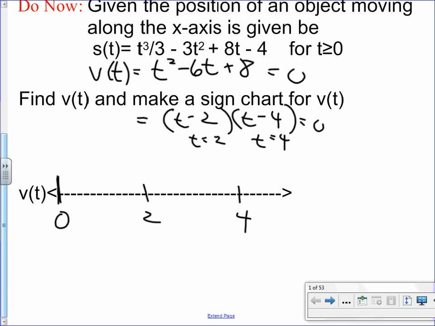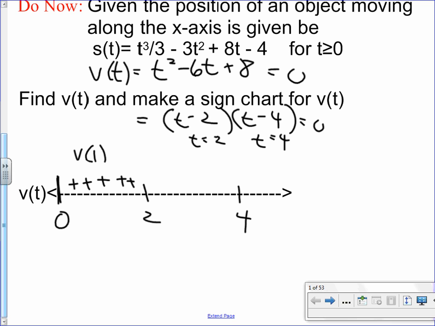No matter what time you pick between 0 and 2, if you plug that time into your velocity, you're going to get the same sign. Now I'm just choosing 1 because it's easy to work with. When you plug 1 into the velocity to figure out if it's positive or negative, plug it into the factored form. It's easier. So if t is 1, t minus 2 would be negative, and t minus 4 would also be negative, because 1 minus 2 is negative, 1 minus 4 is negative, the product would be positive. So the velocity is positive for all times between 0 and 2.